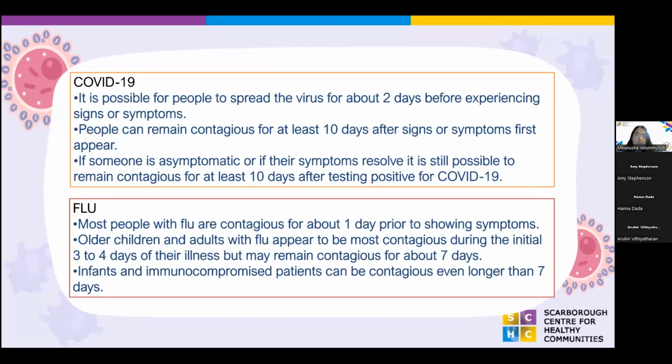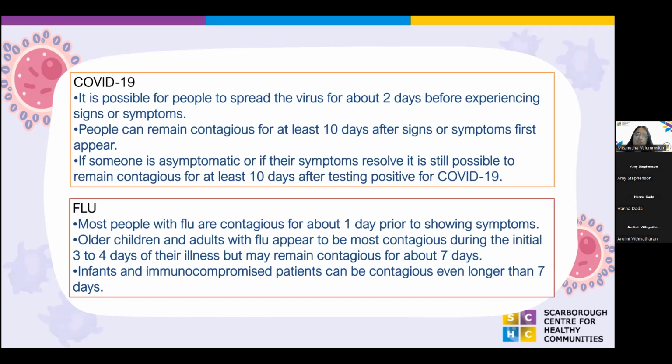And a quick review of the two. For COVID-19, it is possible for people to spread the virus for about 2 days before you experience signs or symptoms. Those who have COVID-19 can be contagious for at least 10 days after signs or symptoms first appear. If someone is asymptomatic, or if their symptoms resolve, it's still possible to remain contagious for at least 10 days after testing positive for COVID-19. This is based on the current research and guidelines that we received.